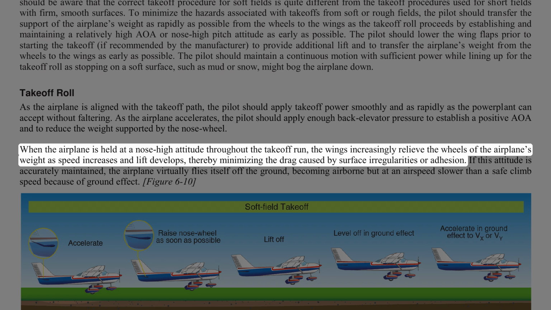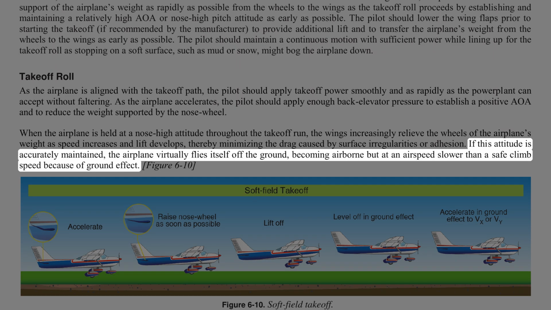When the airplane is held at a nose-high attitude throughout the takeoff run, the wings increasingly relieve the wheels of the airplane's weight as speed increases and lift develops, thereby minimizing the drag caused by surface irregularities or adhesion. If this attitude is accurately maintained, the airplane virtually flies itself off the ground, becoming airborne but at an airspeed slower than a safe climb speed because of ground effect.